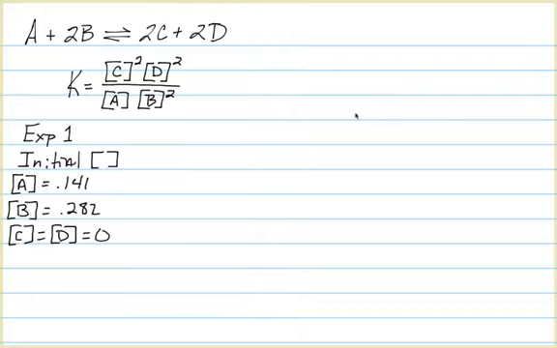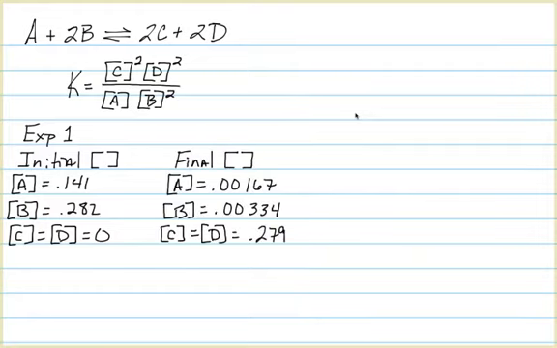Now, if we actually do an experiment and we measure the initial concentrations as 0.141 for A, 0.282 for B, and nothing for C and D, since we have reactants and no products, our reaction will take place. When this reaction eventually comes to equilibrium, we find that our concentration of A is 0.00167, 0.00334 for B, and the concentration of C and D is 0.279.